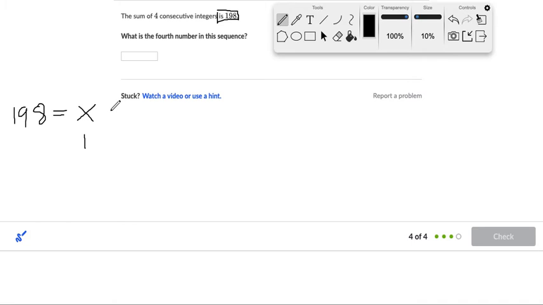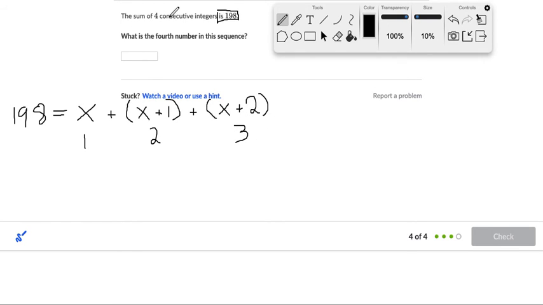Our second number, since we're just counting up by ones, is going to be just our first number plus 1. In other words, x plus 1. There is 2. Our third number is going to be our second number plus another 1. We're just counting up by ones. Okay, so it's going to be x plus 1 plus another 1, or x plus 2. That's our third number in our sequence.